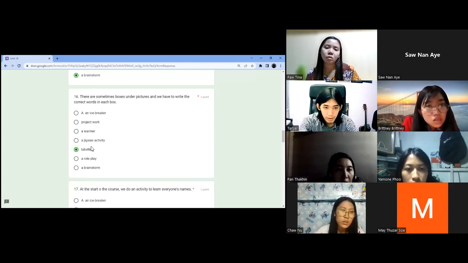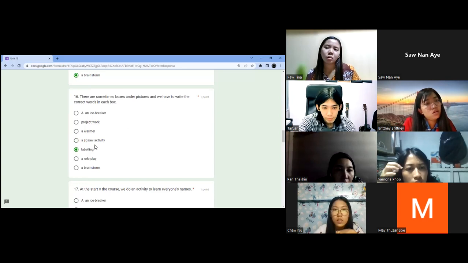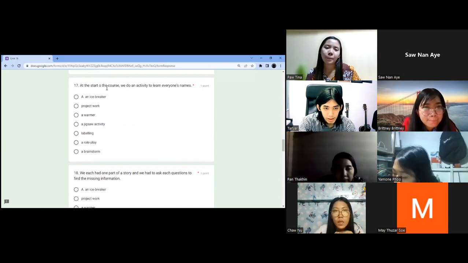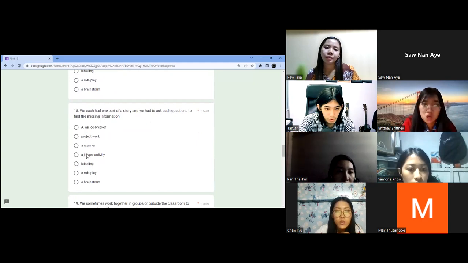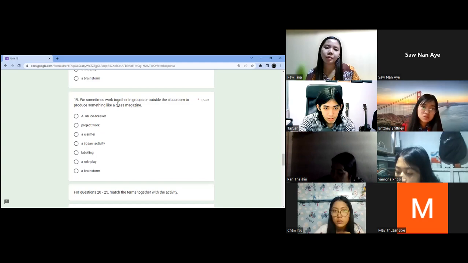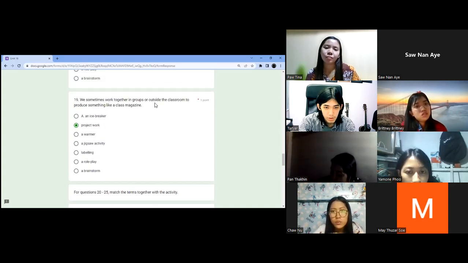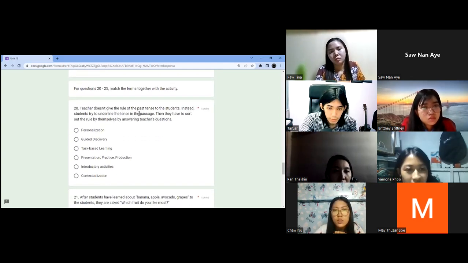Labeling, right? Yes, labeling. At the start of the course, we do an activity to learn everyone's names. It's an icebreaker. Yes, icebreaker. Each has one part of the story, and we have to ask each other questions to find the missing information. So it's an information gap activity. We sometimes work on a class project. Project work, right? Yes. Work in groups to produce something like that. Yeah, project.